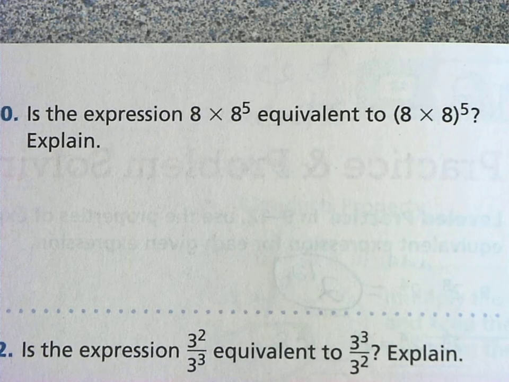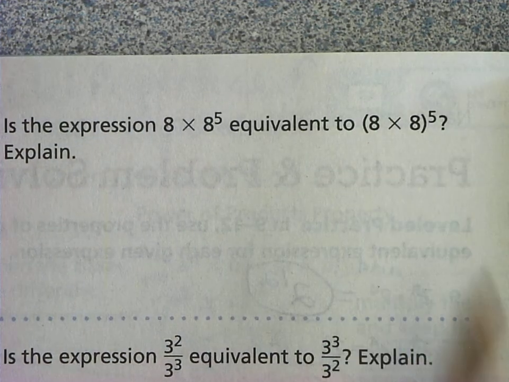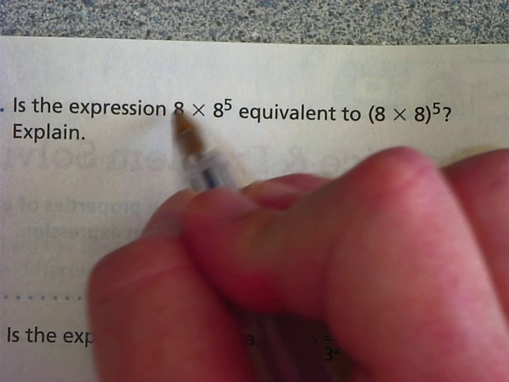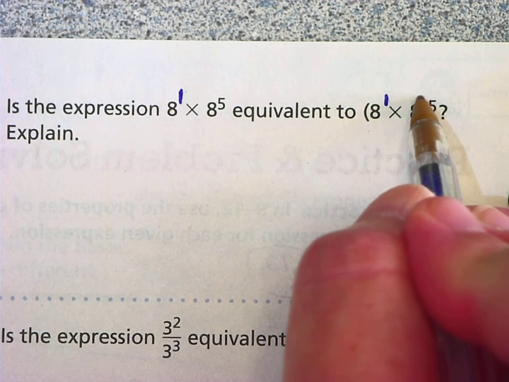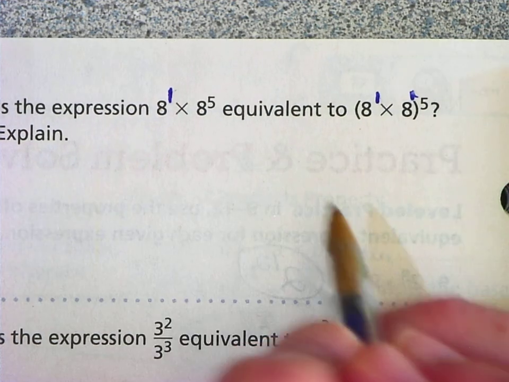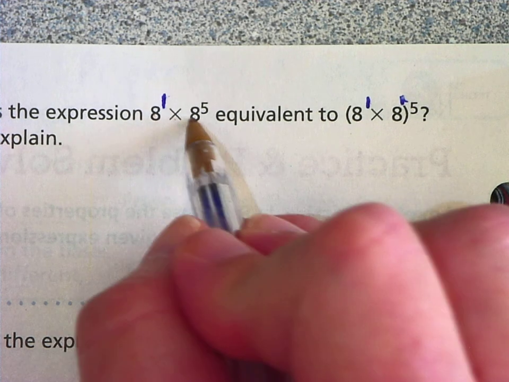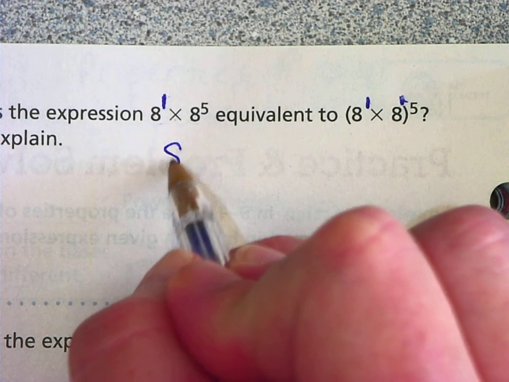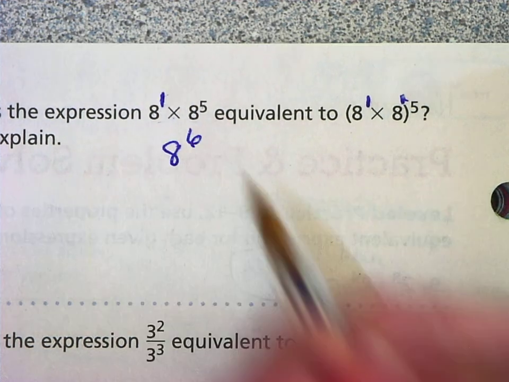Number 20. Let's take a look at number 20. It says, is this expression equivalent to this expression? Are these equal? Okay, well, one thing I want to point out is anything that doesn't have a power showing, write that 1 in. There's always an invisible 1 to anything that doesn't have a power showing. Anyway, this does have a power. It's an invisible 1. Okay, so now this is multiplying the same base. So remember, you keep your base and you add your exponents. 1 here plus 5 here would be 6.